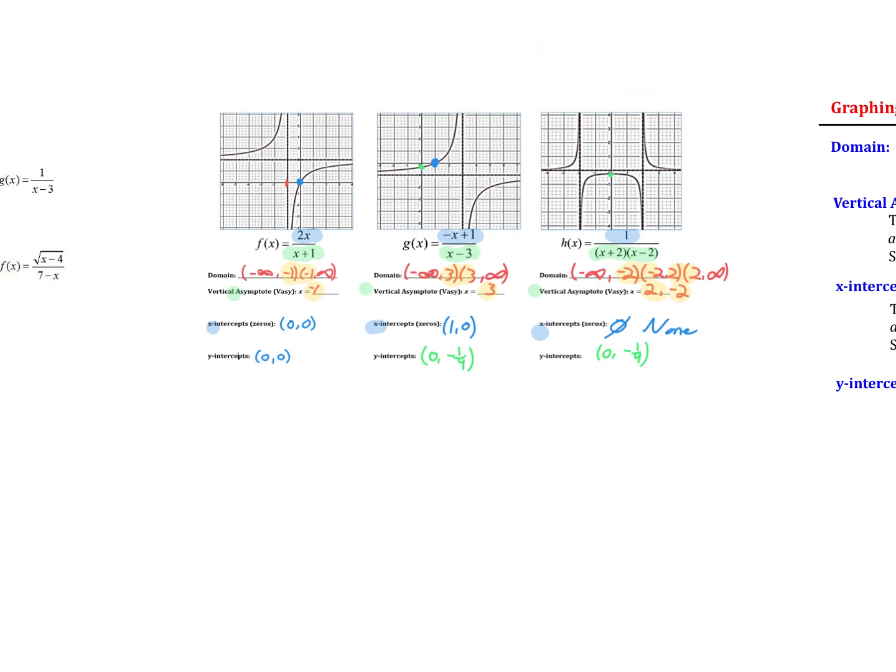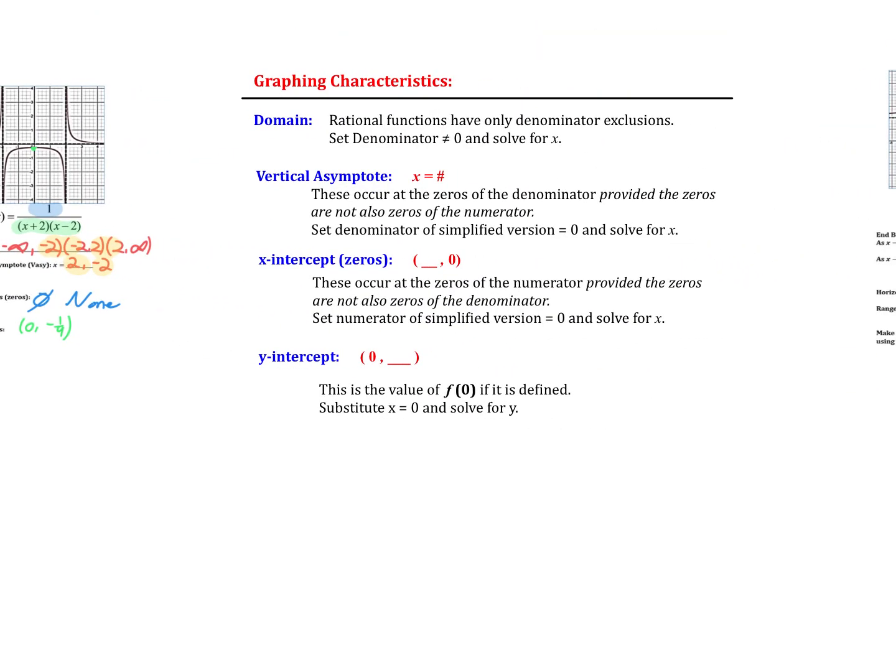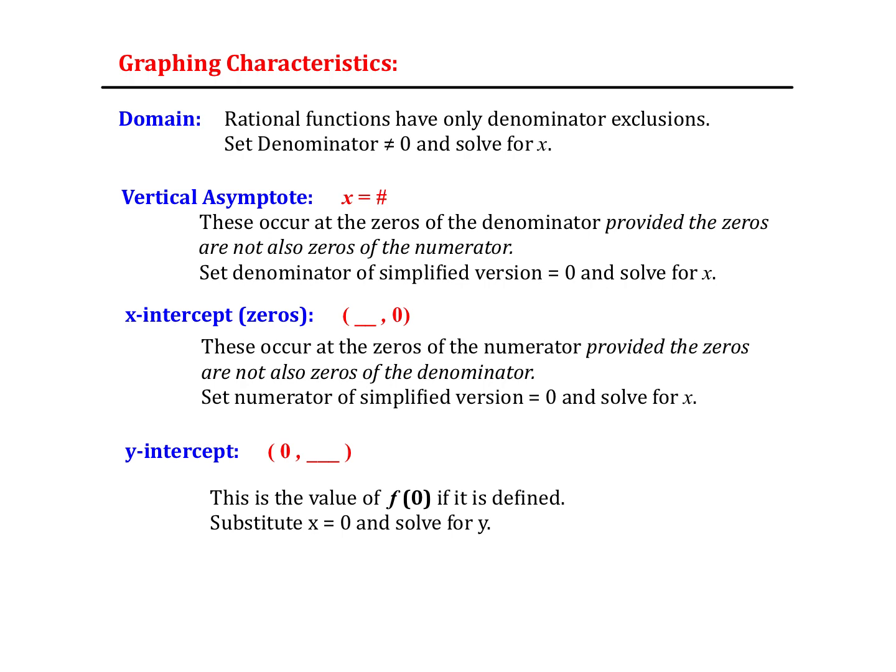So in general, to get a vertical asymptote, you are going to look in the denominator. Set that denominator equal to 0. Find those domain restrictions. To find an x-intercept, you are going to look in the numerator. What values for x would make that thing equal to 0?